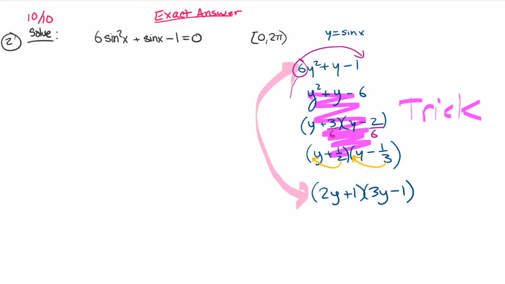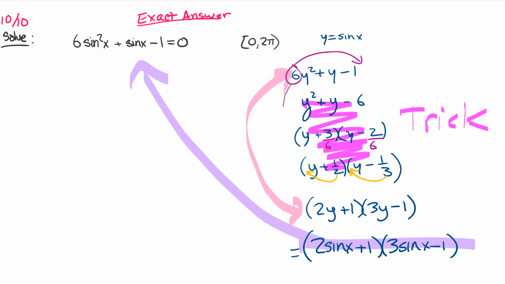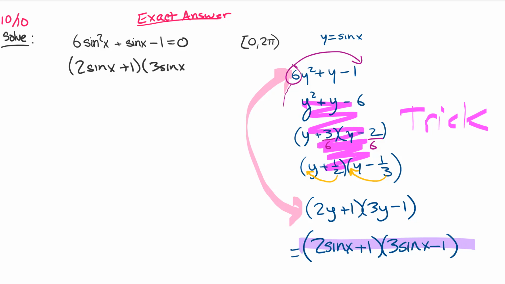So we go back in and we're like, well, wait a second. Isn't this 2 times y, and y was sine of x? Oh, dope. So we can just bring this up top, and now let's start looking at this problem. We will move this right here. We get 2 sine of x plus 1, 3 sine of x minus 1, and we set it equal to 0.